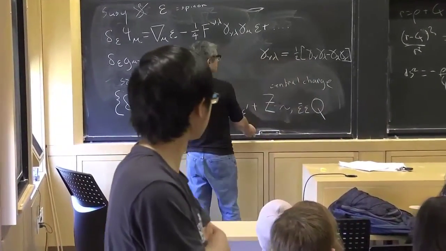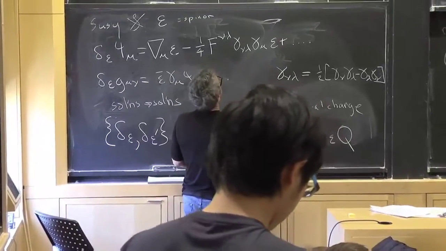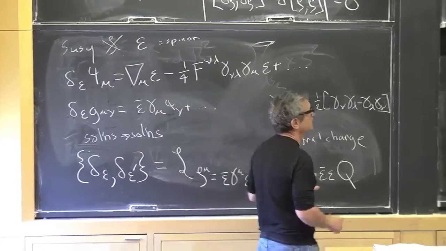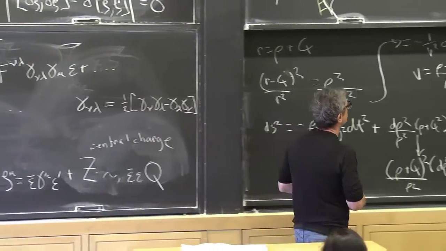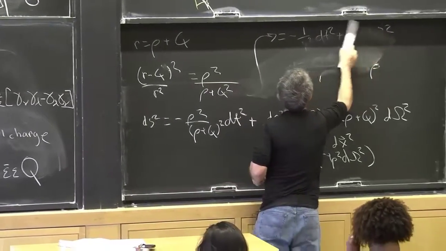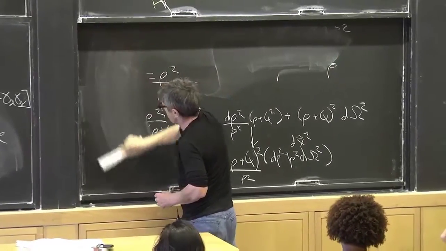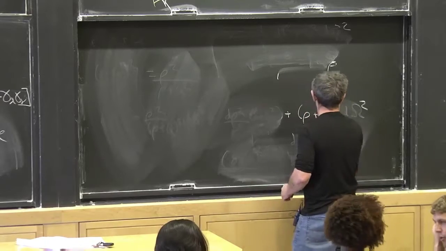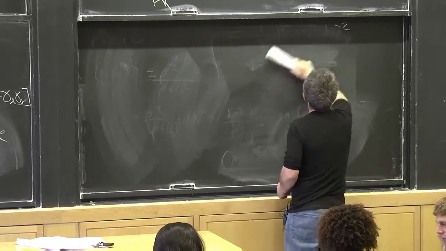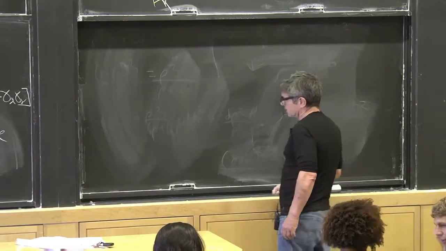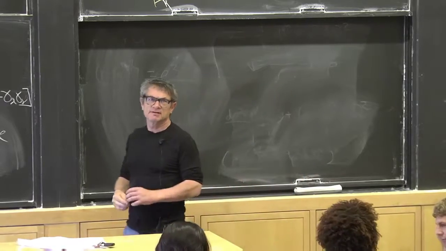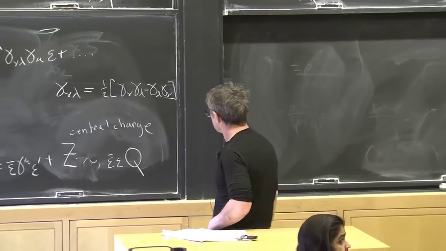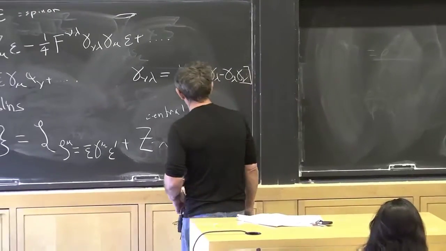Okay, so maybe I'll go over here. So the analog of a killing vector, yes? Zero.